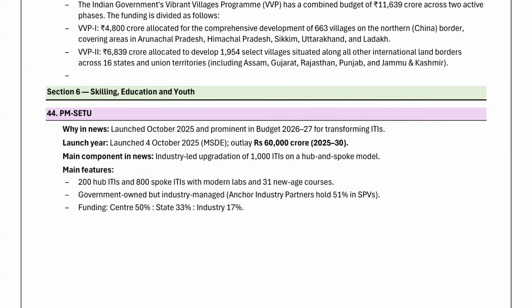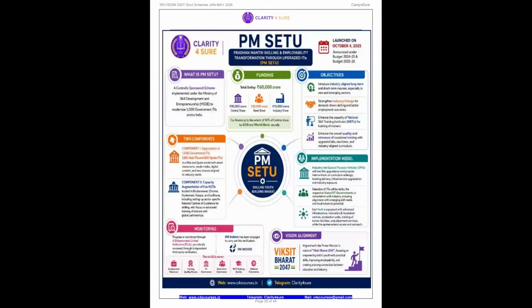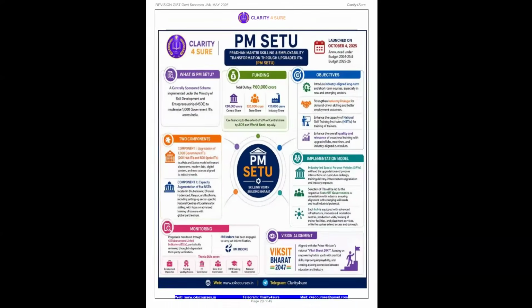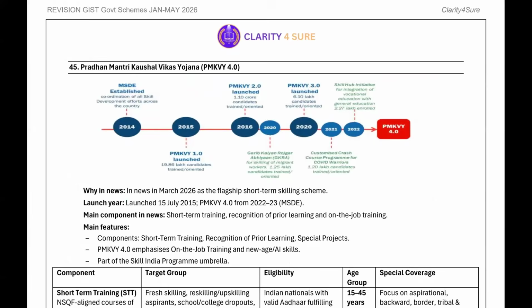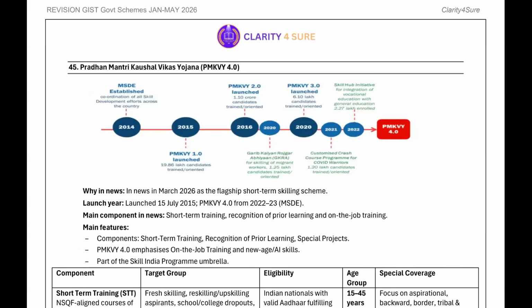Now, let's discuss the 45th. Mind map is given, so you can understand it. I'm not going to make you understand now. 45th is Pradhan Mantri Kaushal Vikas Yojana, that is PMKVY 4.0, right? So please try to understand which ministry is coming under this. Which ministry is coming under this? Please tell me. Again, it is the Skill Development and Entrepreneurship Ministry, that is MSDE.